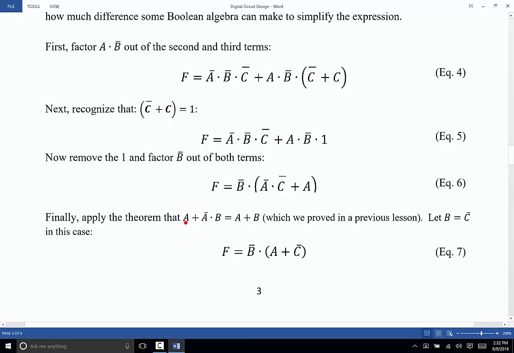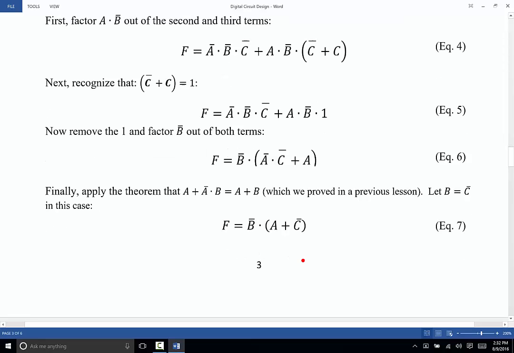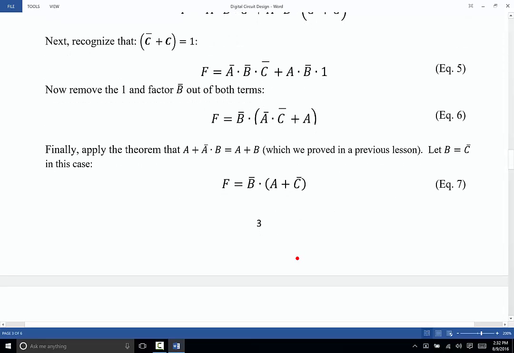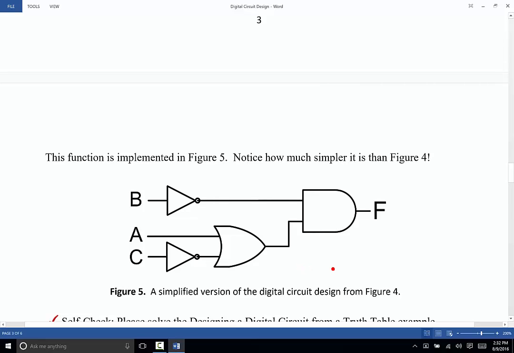We have a theorem that says A or not A and B equals A or B. That's the one that we proved 3 different ways in the first lesson that we learned about Boolean algebra. If we applied that, where B is equal to C bar and A is just equal to A, we end up with this expression right here. So we've actually reduced things down substantially from the original version. Remember that the original one had three-input AND gates. Now we're down to just an AND gate and an OR gate. Notice how much simpler this solution is than the one that appeared in figure 4.